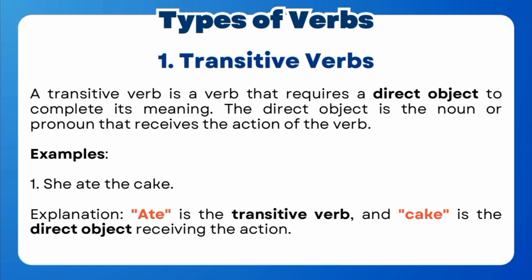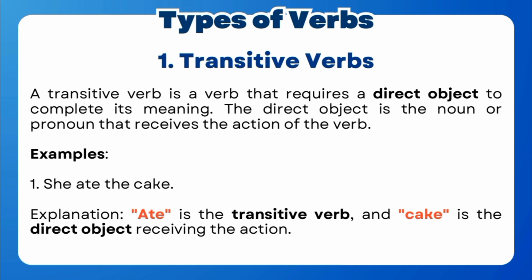First up, we have transitive verbs. A transitive verb requires a direct object to complete its meaning. The direct object is the noun or pronoun that receives the action of the verb. Say for example, in the sentence, she ate the cake. Now the verb in that sentence transfers the action to the direct object, making the sentence complete. Without the object, the sentence wouldn't make sense.